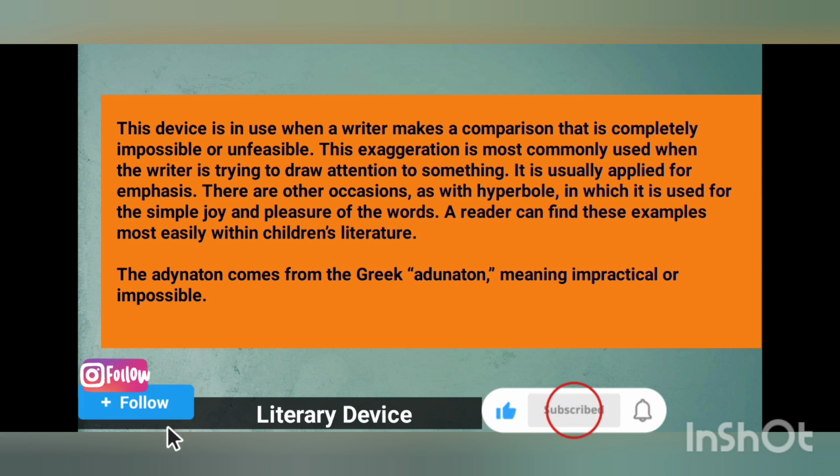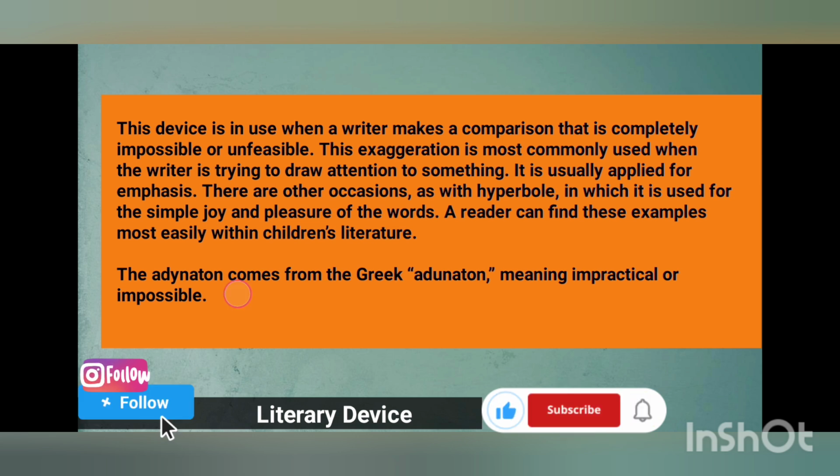There are other variants, as with hyperbole, in which it's used for the simple joy and pleasure of the words. A reader can find these examples most easily within children's literature. The word comes from the Greek adynaton, which means impractical or impossible.